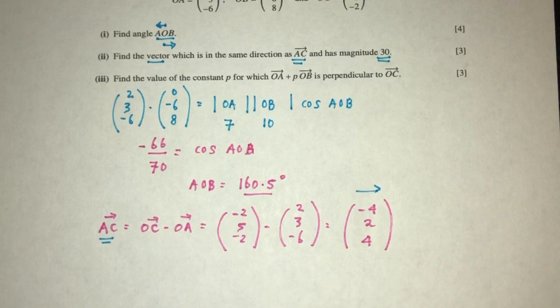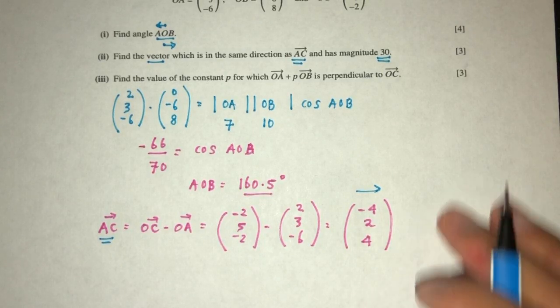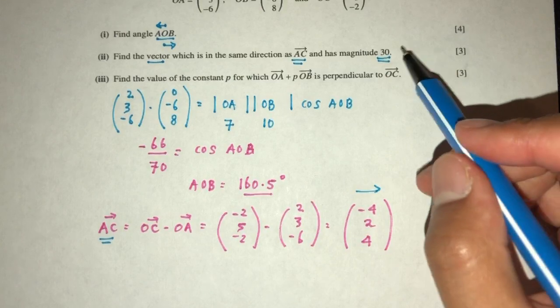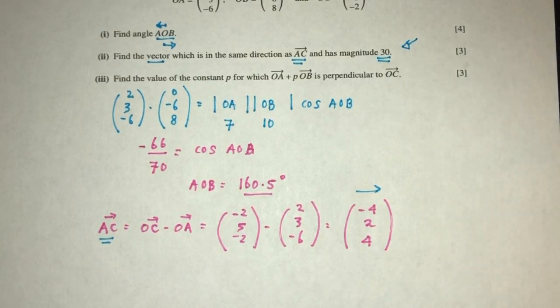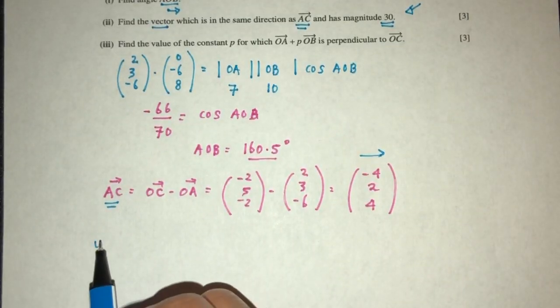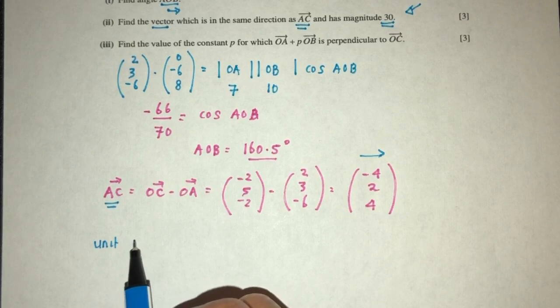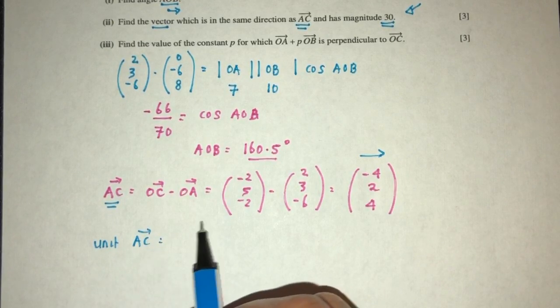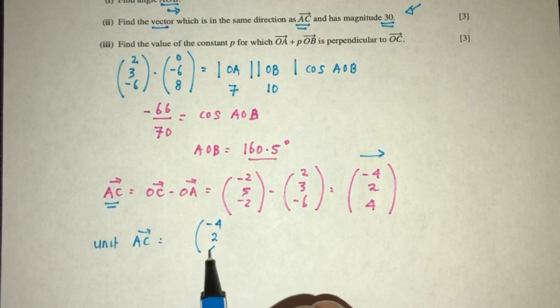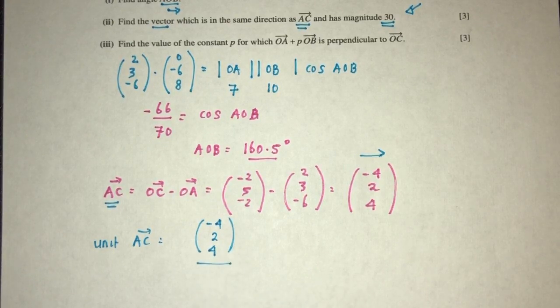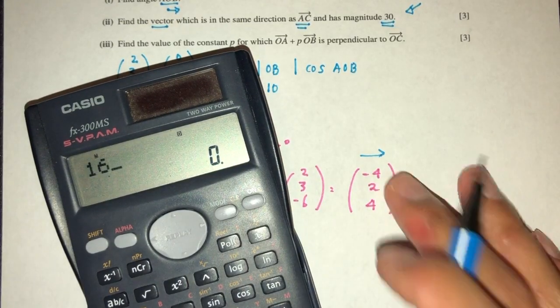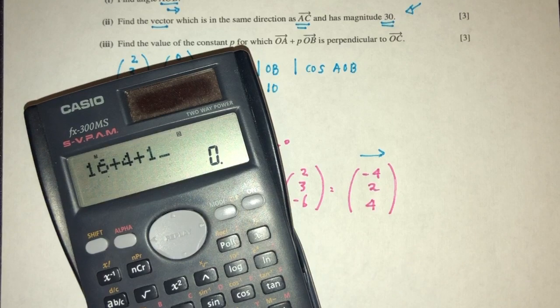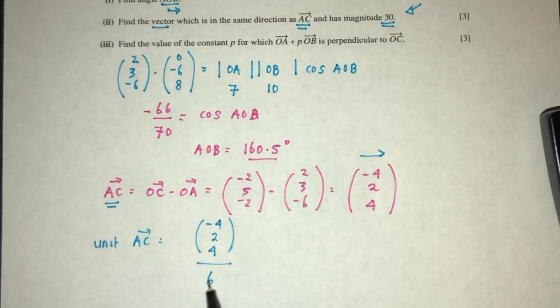Now, for me to find a vector in the same direction, I know it will be in this direction, but has a magnitude of 30. So pretty easy. I need to first find the unit vector in the direction of AC. That will be AC, right? Divide by its magnitude. That will be 4 squared plus 2 squared plus 4 squared. The square root of that should be 6. So 6. That will be my unit vector of AC.